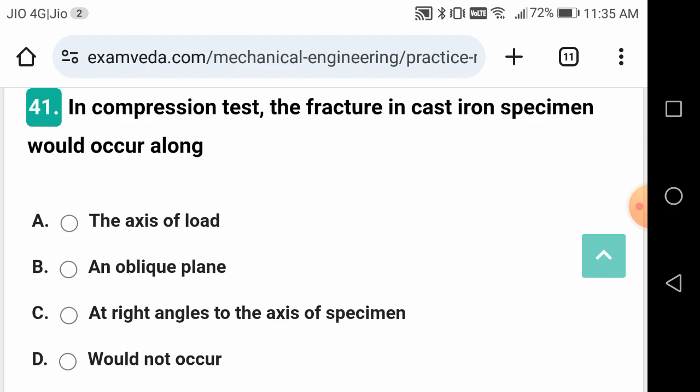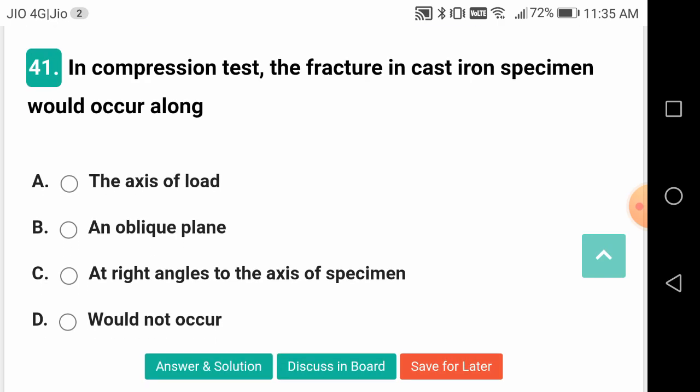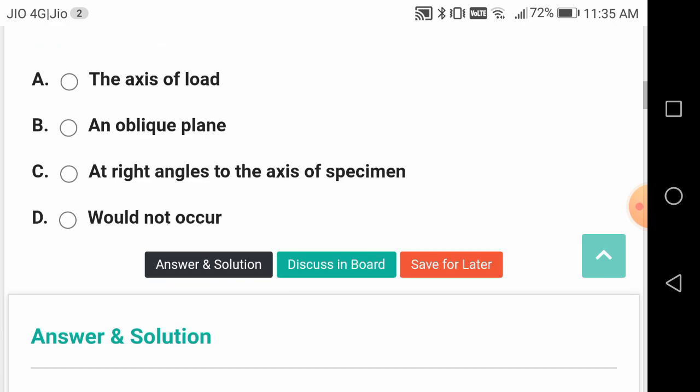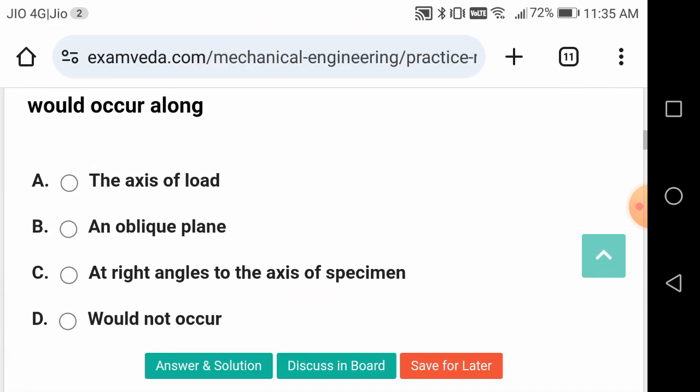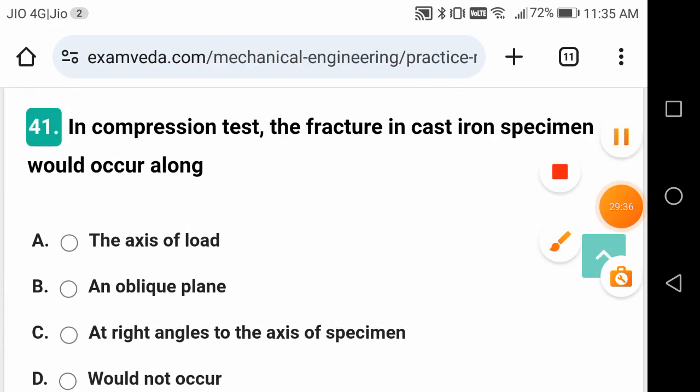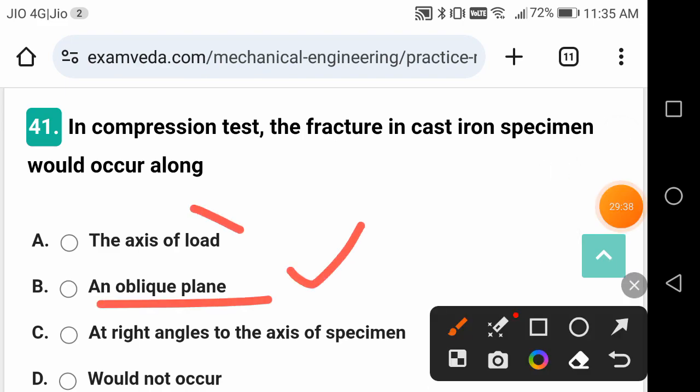In a compression test, the fracture in a cast iron specimen would occur along an oblique plane, neither along the axis of the load nor at right angles to the axis of the specimen. The fracture will definitely occur. Cast iron is a brittle material, and it does not suffer any deformation before actual fracture, unlike ductile materials, which undergo a lot of deformation before failure or fracture. So here it is going to occur along the oblique plane.